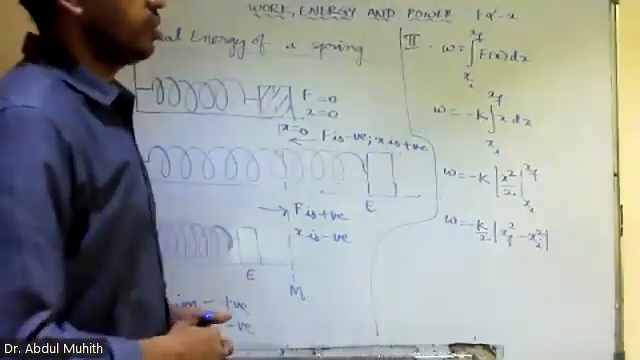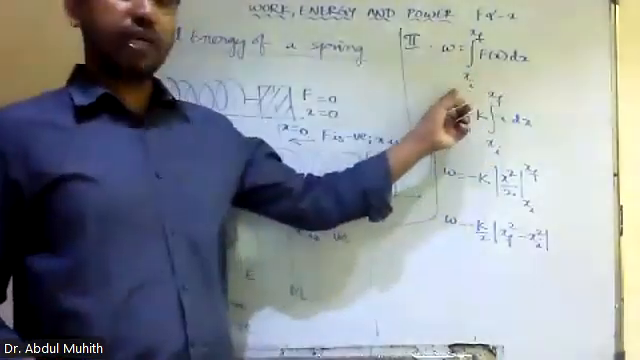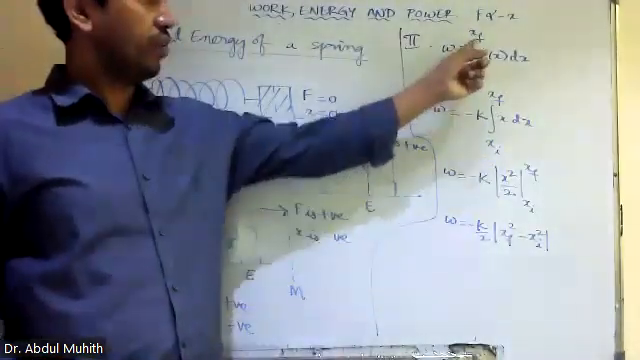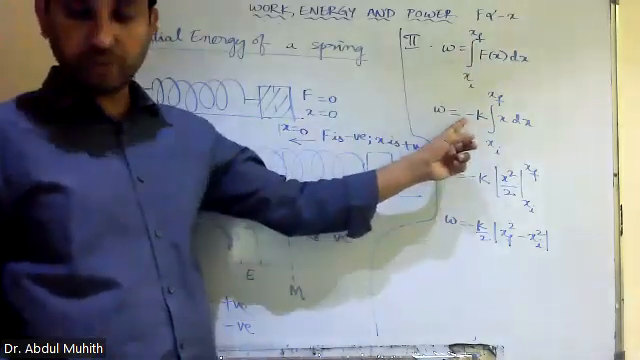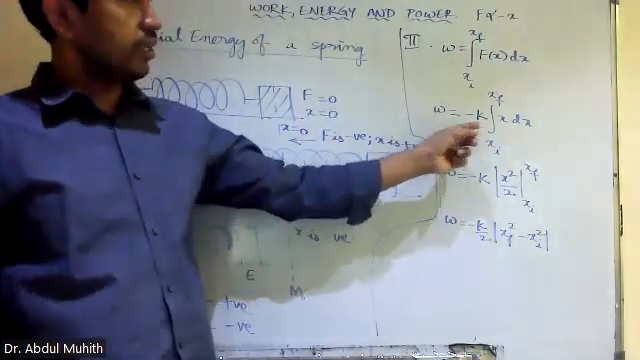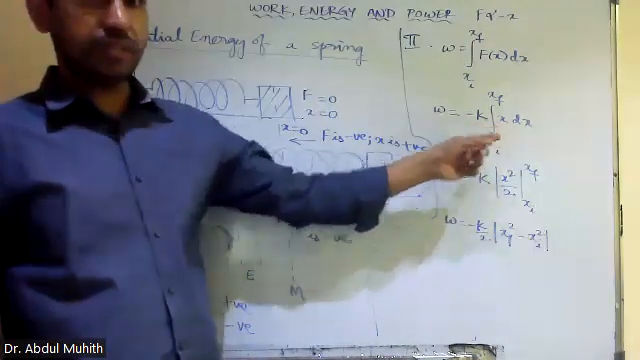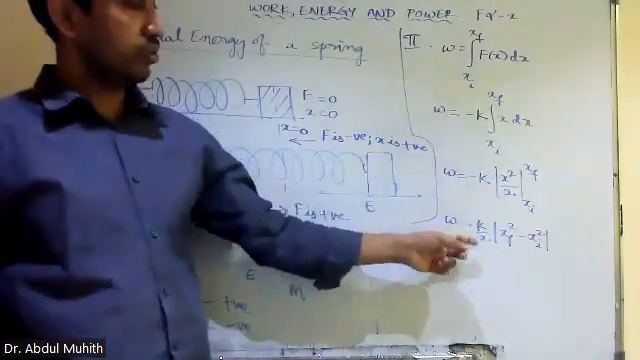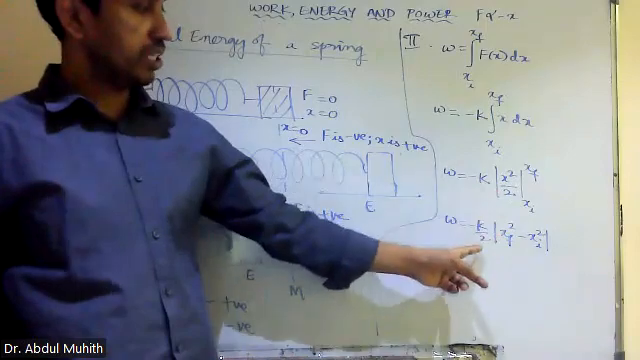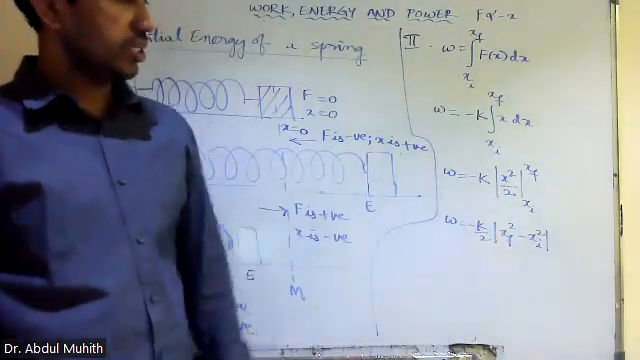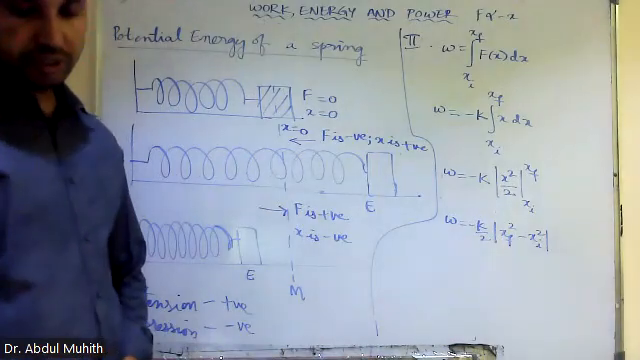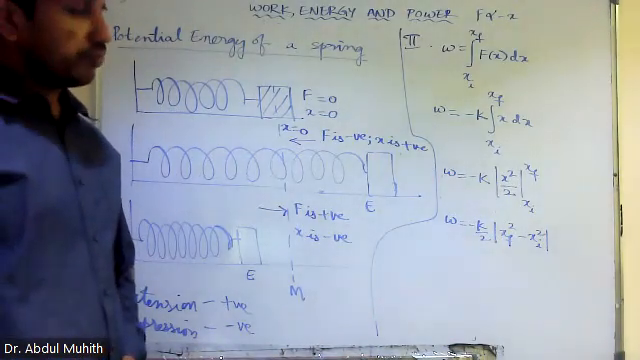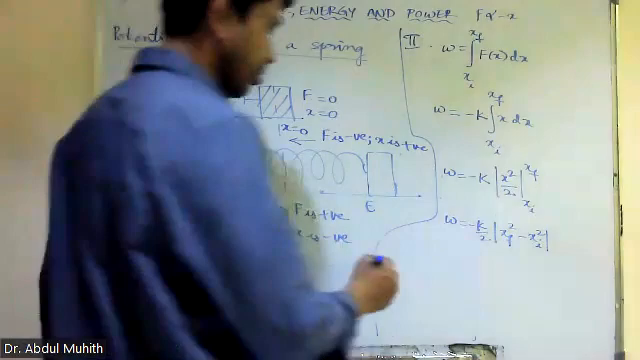Down here, see, integral of f(x) dx from xi to xf means initial point to final position. So I took F equal to minus kx, I took minus k outside and x is inside. So that will become x square by 2. Now minus k by 2 will be taken outside: xf square minus xi square. So how can we write now? Substitute all these values in the formula.